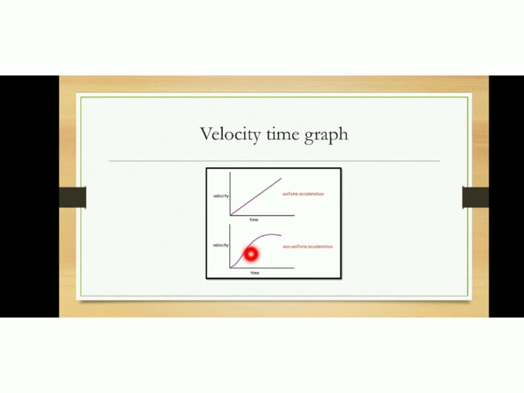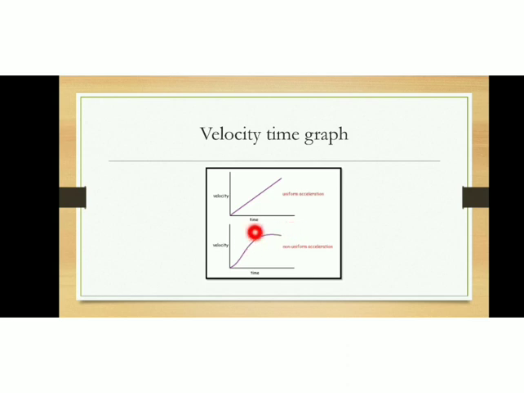Now look at this graph. Here you can see the velocity change is not equal with respect to time. The velocity changes in unequal amounts with equal intervals of time. Such type of motion is non-uniformly accelerated motion. So this graph is the graph for non-uniform acceleration.